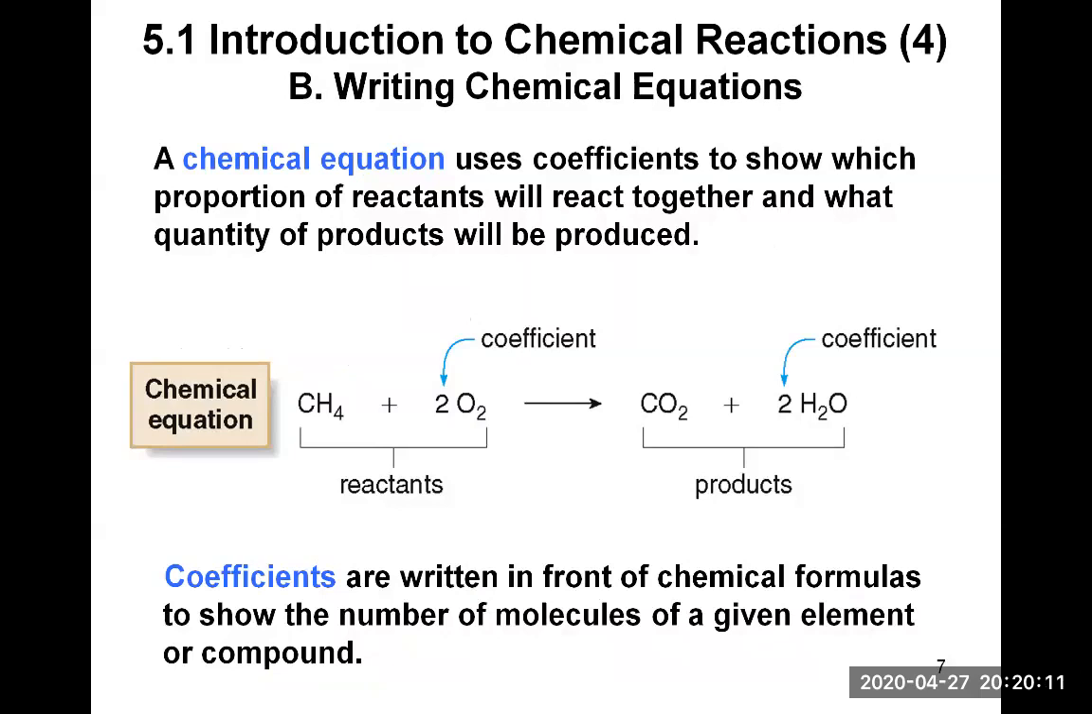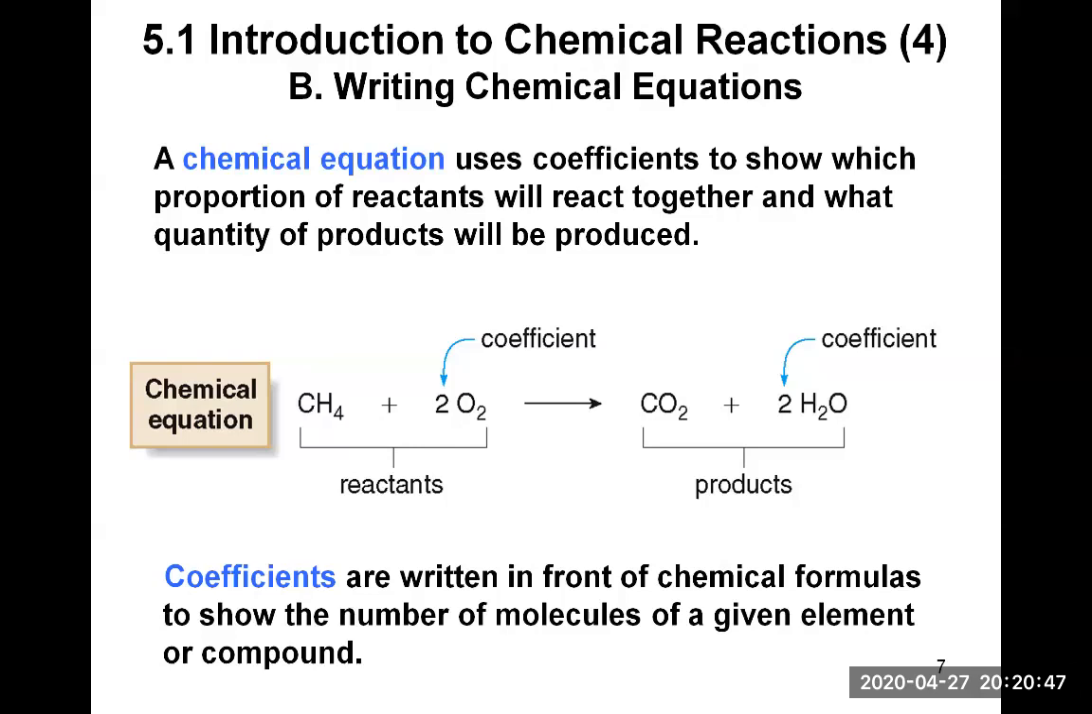A chemical equation uses coefficients to show which proportion of reactants will react together and which quantity of product will be produced. So it gives you the proportions in which the reactants react. It's like a recipe. It's not necessarily that one molecule of A will react with one molecule of B. It's more complex than that. You have to show the proportions, and coefficients are used for that.